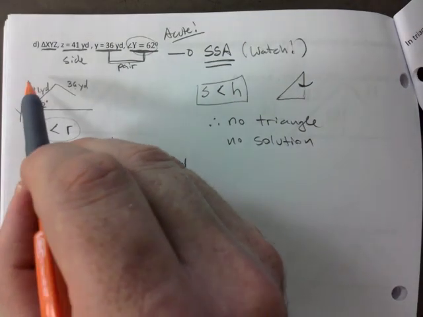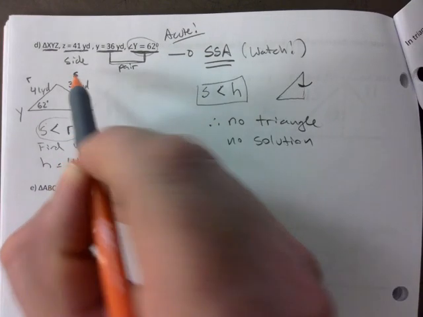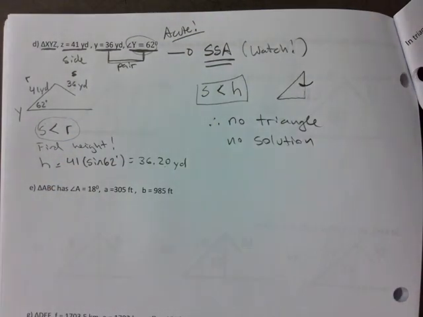I don't care which one you use, but you need to be comfortable with both of them. What I forgot to say is that this is my rod and this is my string. That's important. If you want to use string and rod, you got to label your diagram accordingly.